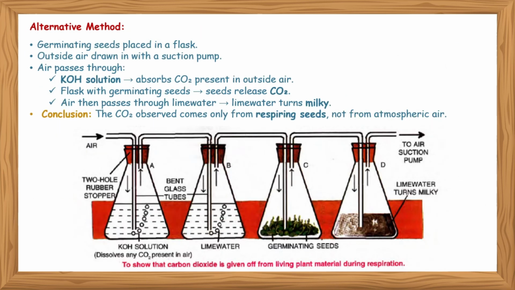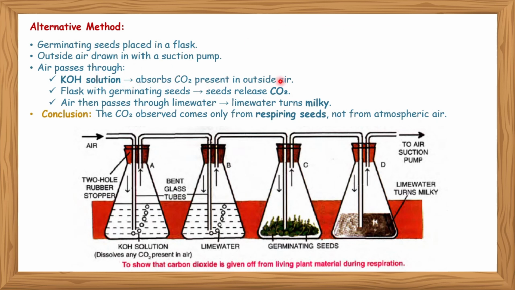And here is an alternative method. Germinating seeds are placed in a flask. Outside air is drawn in with a suction pump. The image shows air passing through KOH solution, that is potassium hydroxide solution, which can absorb, like soda lime, carbon dioxide present in outside air.